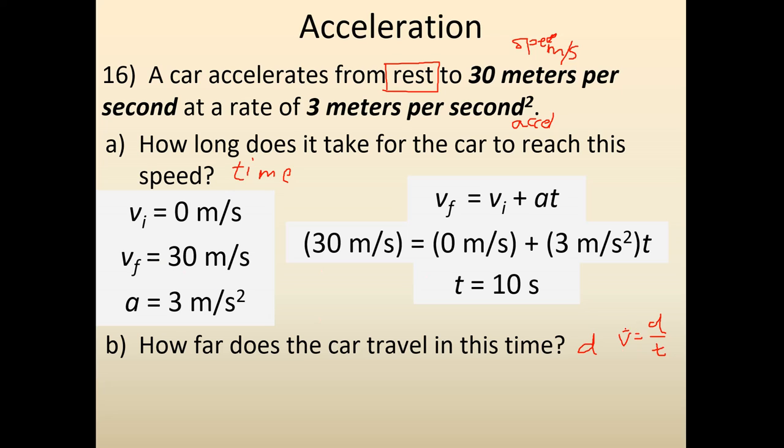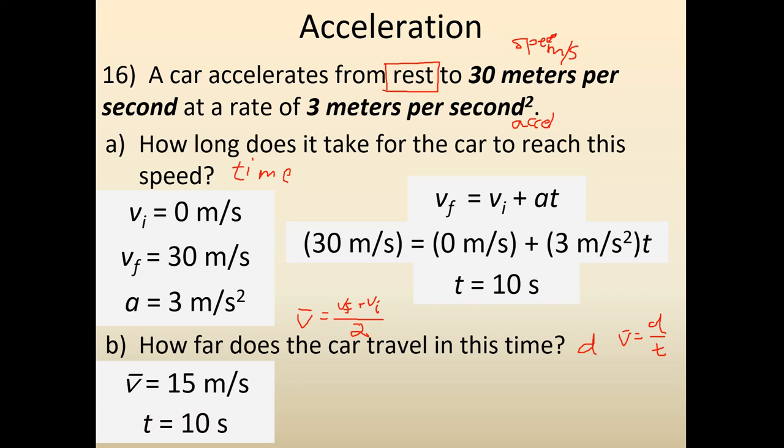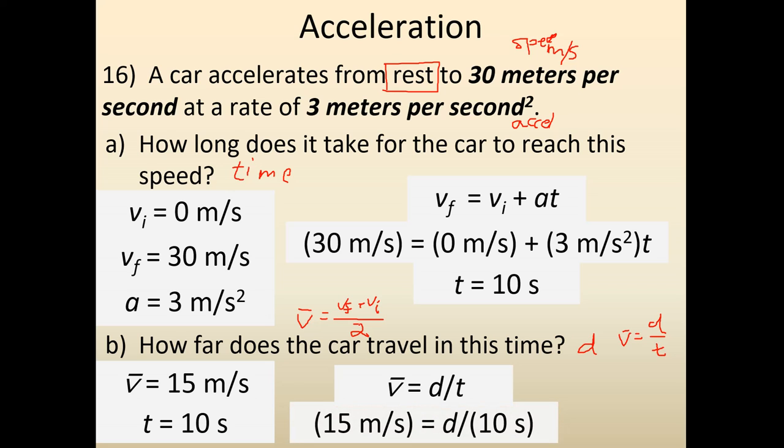So that means I have to do 2 things. If I'm going to use this equation to find distance, I need to first find the average speed. So the average is going to be 15. Think back to one of our equations for average speed. It's the sum of the two speeds divided by 2. 30 plus 0 divided by 2. That's 15. My time is going to be 10 seconds, and now I can use v bar equals d over t. 15 times 10, and I get 150 meters.